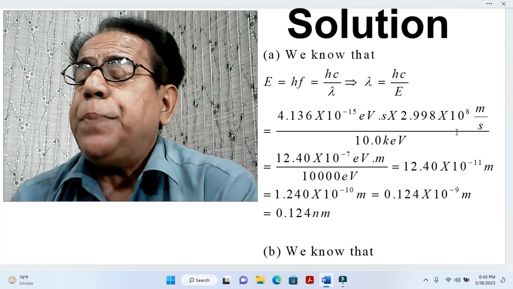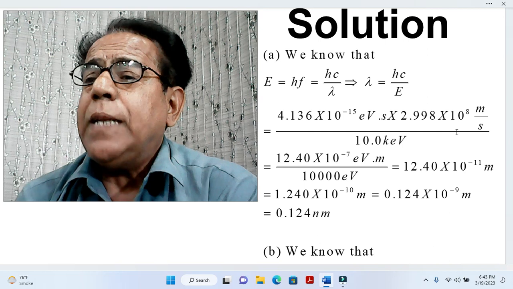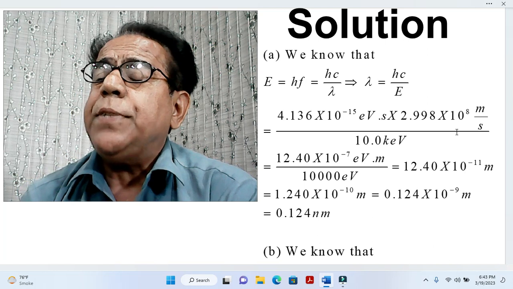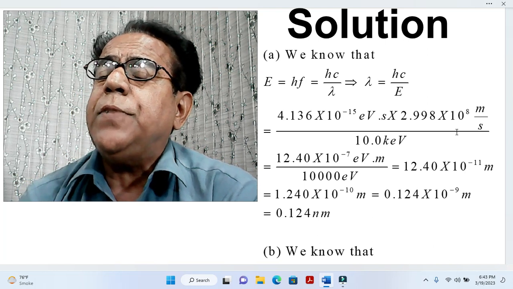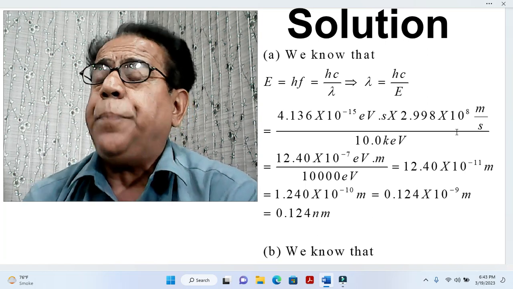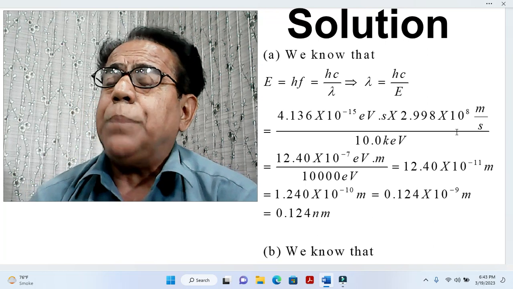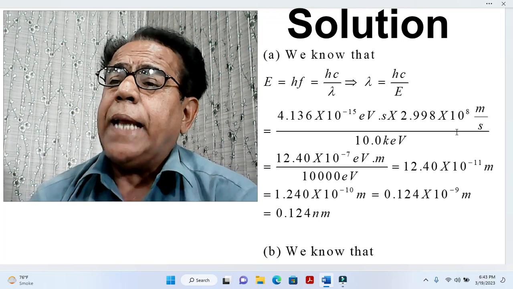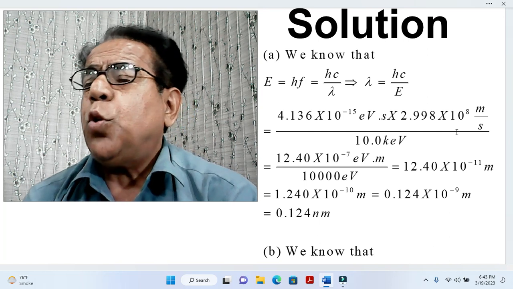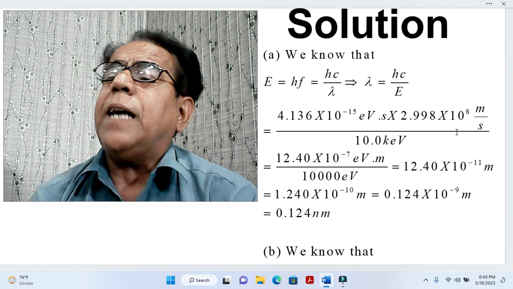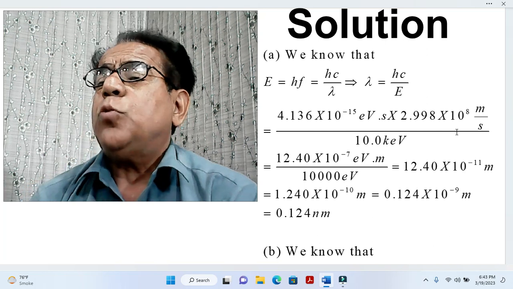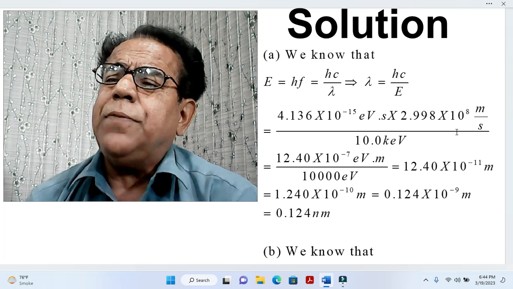So we have to find wavelength lambda, which is equal to hc over E. Okay, here E is given in the statement, which is 10 kilo electron volt, which will be equal to 10,000 electron volt or 10 raised to the power 4 electron volt. Okay, and value of h is taken from the table, which is shown as a tool in this problem or video. Moreover, value of c is also given in the same table, 2.998 into 10 raised to the power 8 meter per second. Okay. So what we have done, we have simply put these three values in this equation.